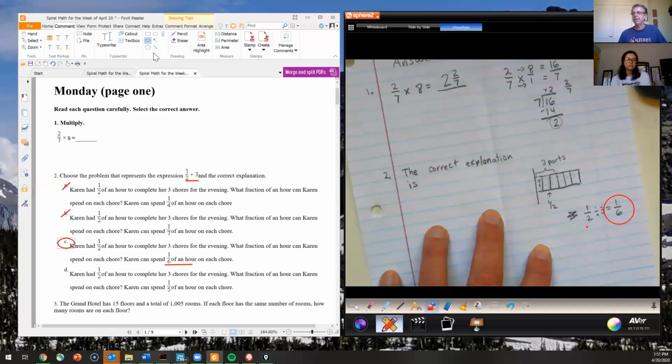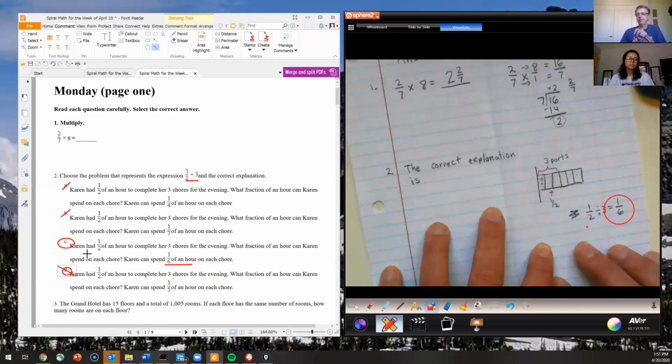And I'm looking down at D, and yes, 1/2 of an hour, 3 chores, but it says here 1/5 of an hour, so I know that this one is not going to be correct. I should have circled it, but I'll just cross it out. So boys and girls, C is going to be the correct answer on this one.